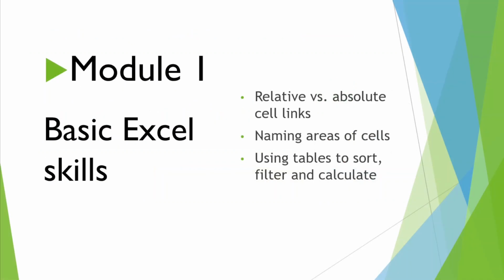In the tutorial for Module 1, you will learn some basic skills that we'll be referring to later in the course so that we've got everyone on the same page. We'll show you how to use tables to sort, filter, and calculate, how to create relative, absolute, and mixed cell links, and how to name areas of cells. If you already feel confident about these basics, feel free to skip ahead to Module 2.